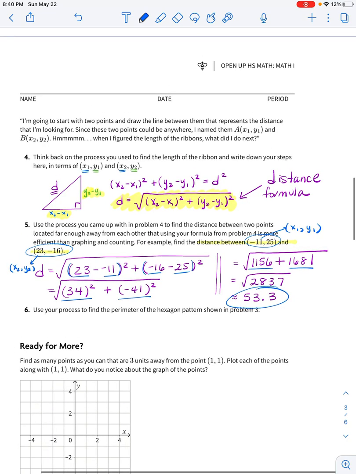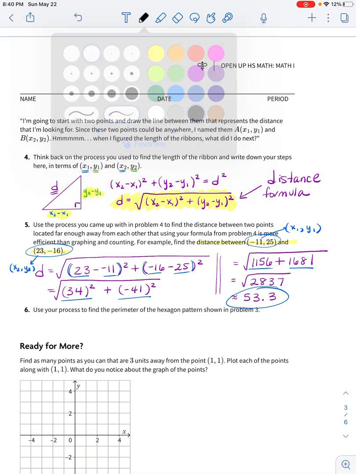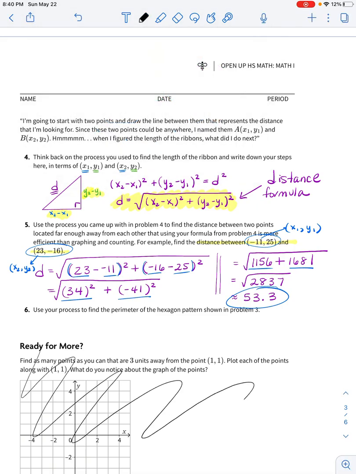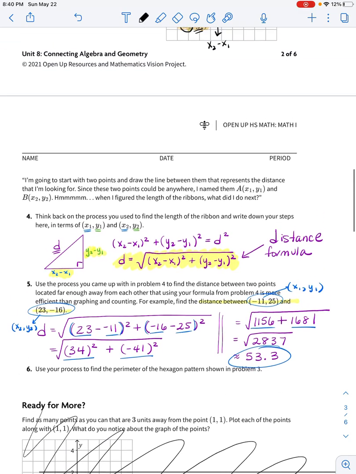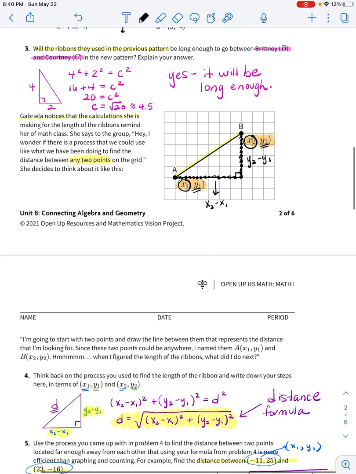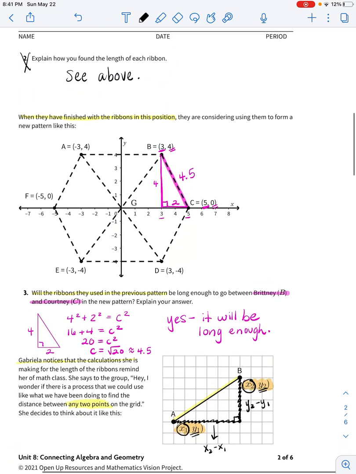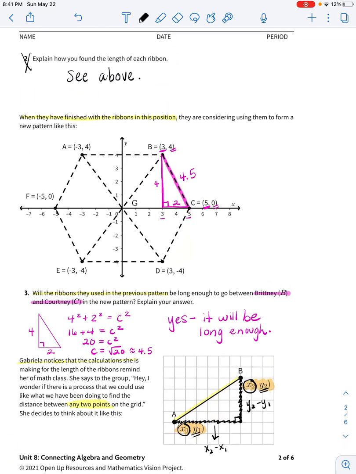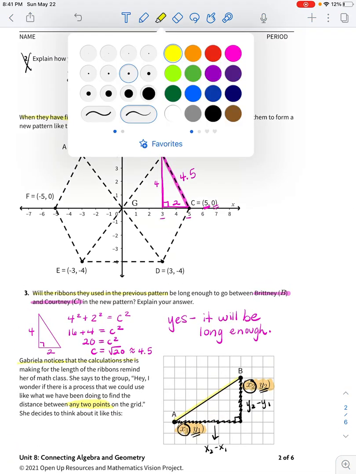Okay, and the last question we're going to do today together, we're not going to do the ones down here. I don't know about you, but this feels like enough for today. So we're going to go back and find the perimeter of the hexagon in problem 3. Oh, well, actually, you know what? We've already done a lot of this work.